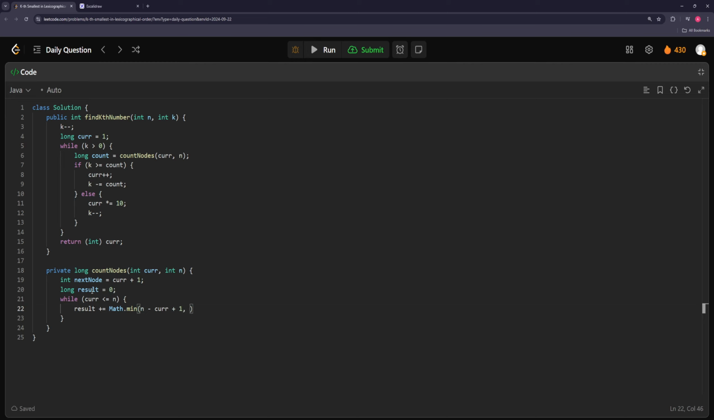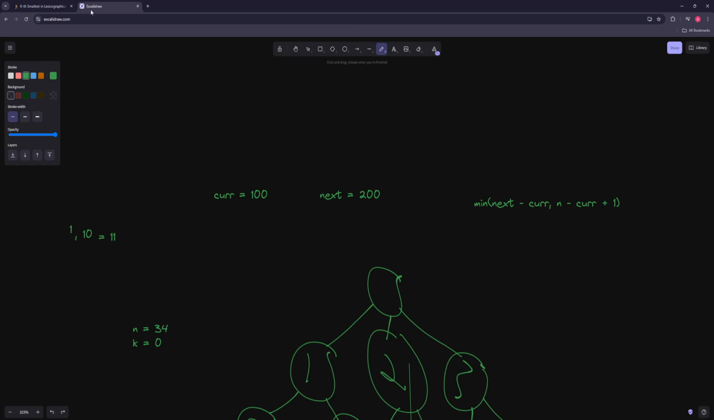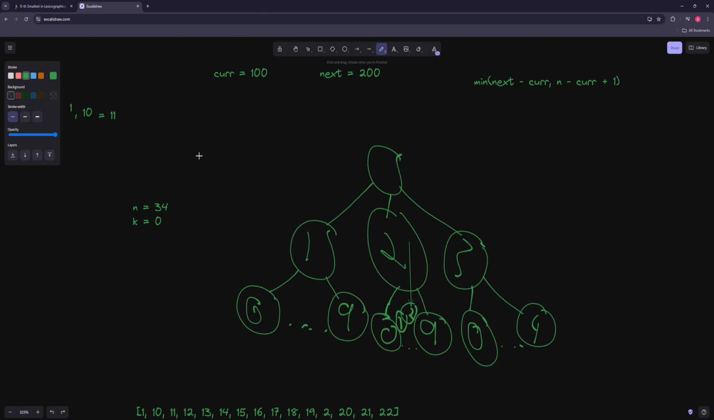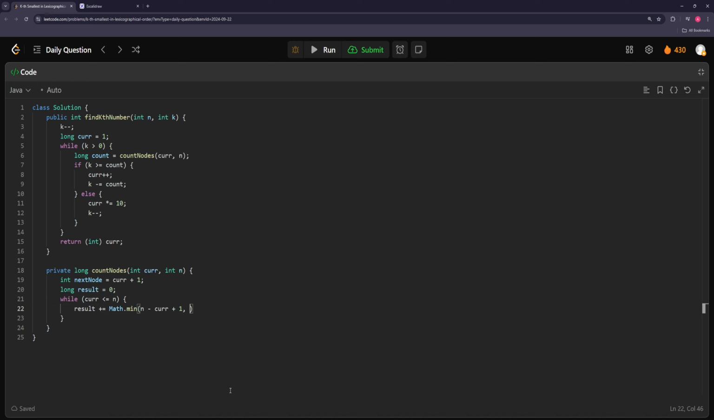Or if we're on that other example, like here, we're on 10 and the next number is 20, then it's just a straight subtraction. So this is next node, cur. And then when we do that, we go to the next level, which is just multiplying both nodes by 10. So cur times 10, next node times 10. Might have to convert all these to long. I guess we'll see what happens. And return result.